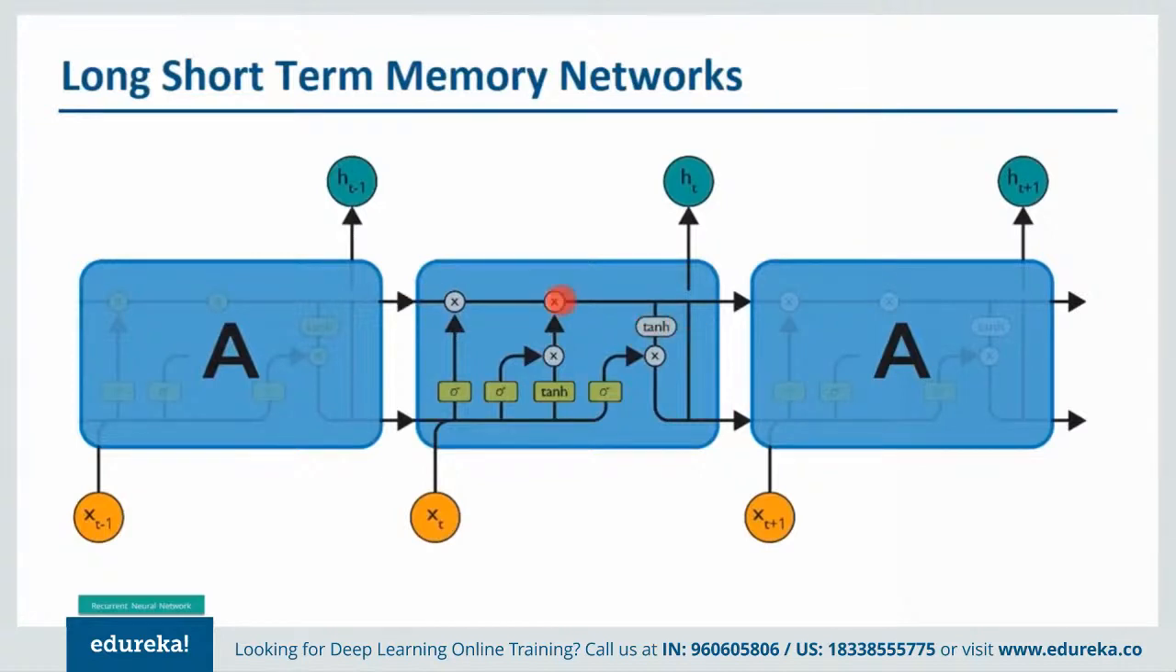Now this particular line that I'm highlighting is what is called the cell state, the horizontal line running through the top of the diagram. So this is nothing but your cell state. You can consider the cell state as a kind of conveyor belt. It runs straight down the entire chain with only some minor linear interactions. Now I'll give you a walkthrough of LSTM step by step, alright?